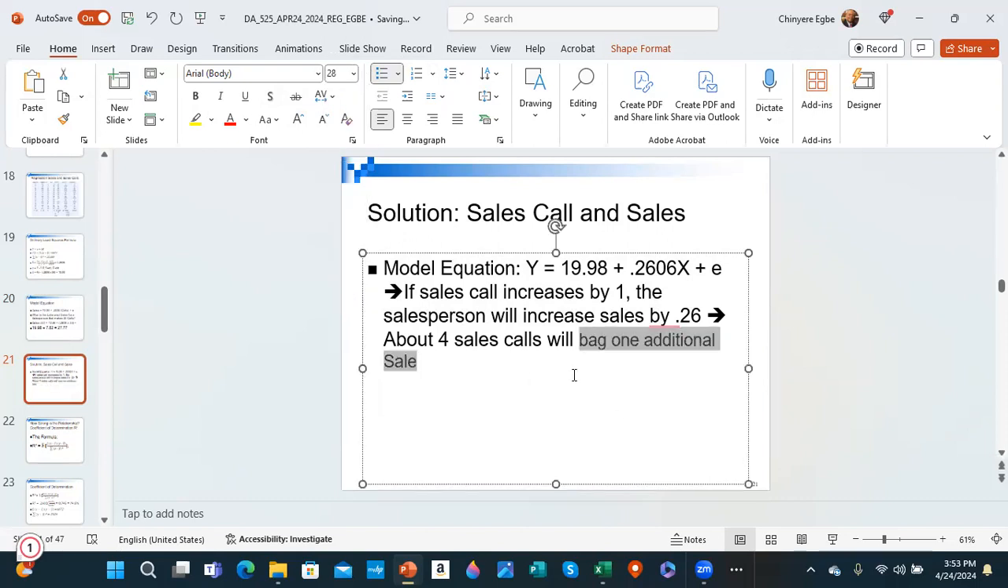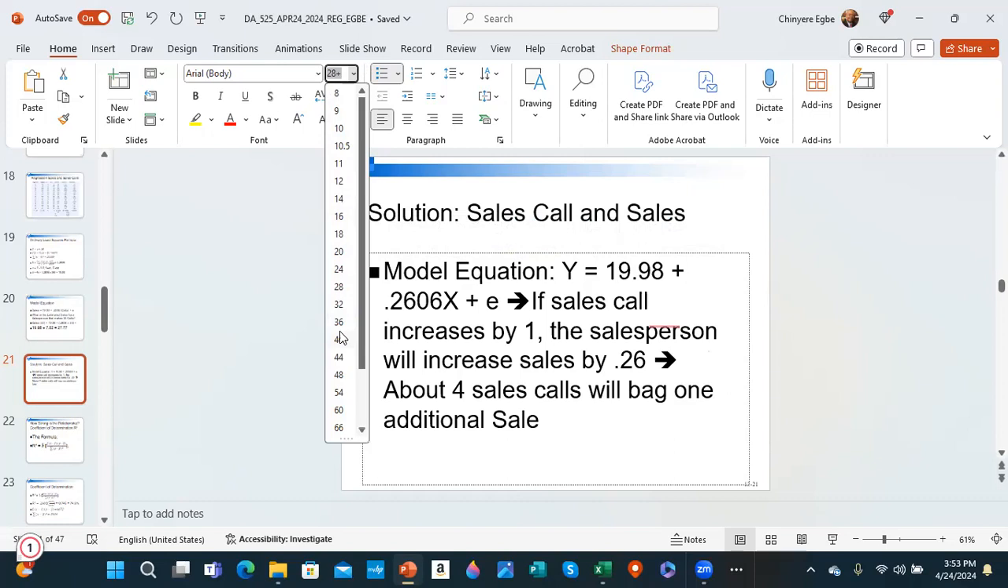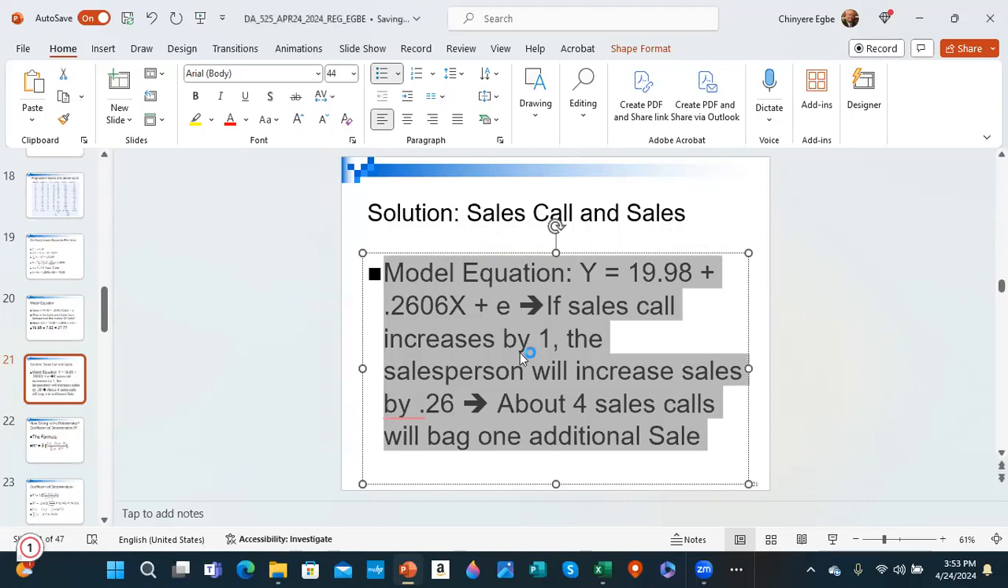Like I said earlier, it simply says that if sales calls increase by 1, the salesperson will increase sales by 0.26, which implies that about 4 sales calls will bag 1 additional sale. This is what we are saying. So this is the model equation that predicts the number of copiers that will be sold depending on the number of calls that are made.